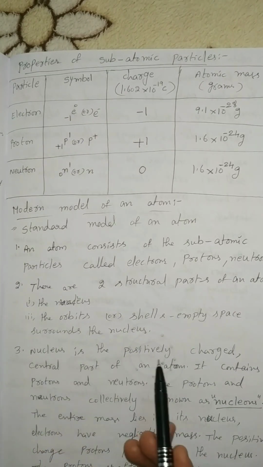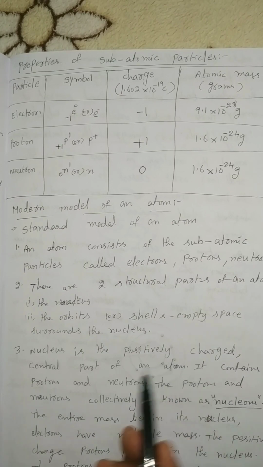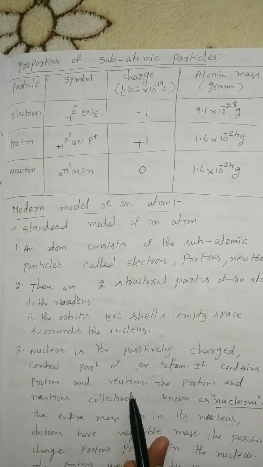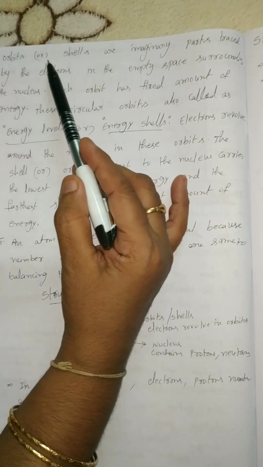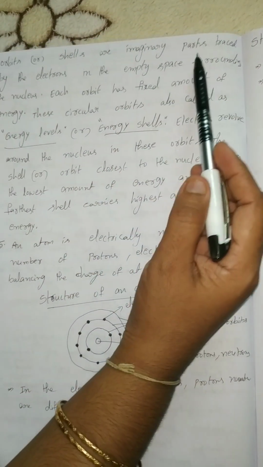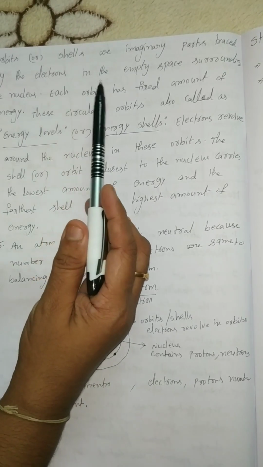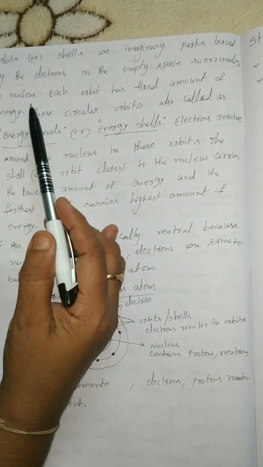The nucleus is the positively charged central part of an atom. It contains protons and neutrons. The protons and neutrons are both called nucleons. The entire mass lies in its nucleus. Electrons have negligible mass. The positively charged protons are present in the nucleus, and the protons are unaffected by the neutrons because neutrons have no charge. Orbits or shells are imaginary paths traced by the electrons in the empty space surrounding the nucleus.